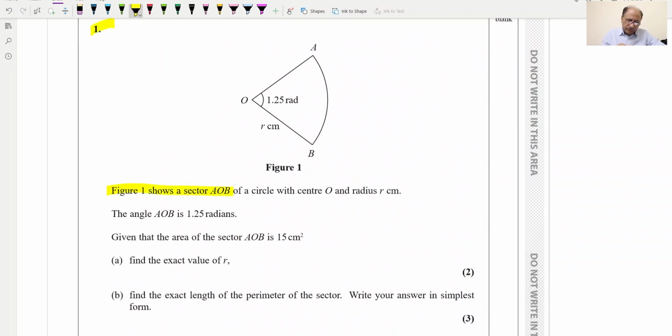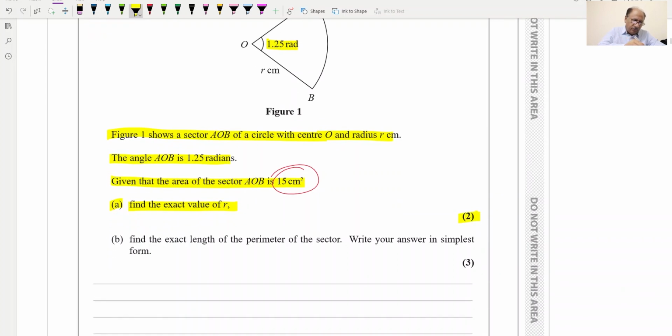Figure 1 shows a sector AOB of a circle with center O and radius r centimeters. Angle AOB is 1.25 radians. Given that the area of the sector AOB is 15 centimeters squared, so the area is provided. Part A: find the exact value of r, which is 2 marks.